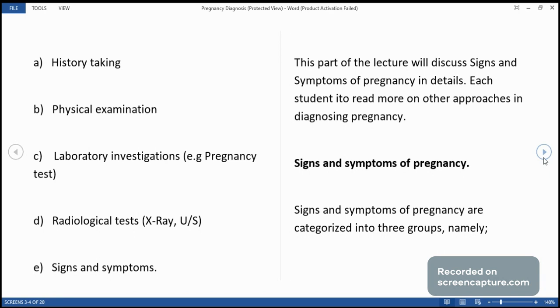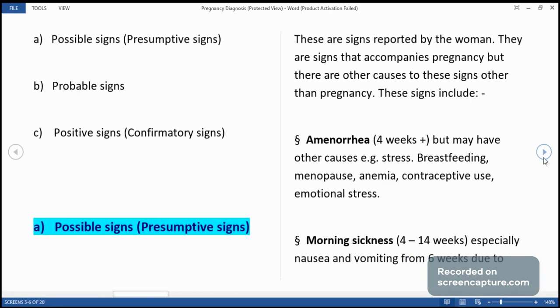So let's start with the signs and symptoms of pregnancy. Signs and symptoms of pregnancy are categorized into three groups: possible signs, probable signs, and positive signs.